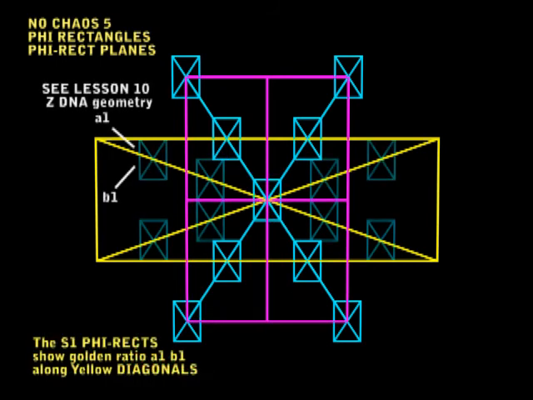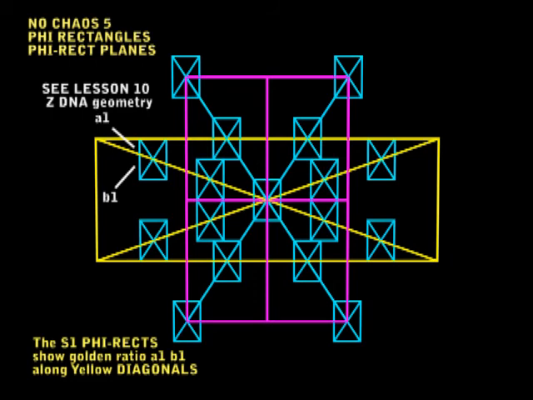Okay, now I'll show the size 1 rectangles going along the diagonals of the yellow phi rectangle. Now notice how those little S1 rectangles line up perfectly. I show all the measurements in my lessons 1 to 10. Now you can see in front I show A1 and B1 and they are either side of the diagonal and it shows the edges of the size 1 golden ratio. I show these measurements in lesson 10 and I show in earlier videos this setup gives us ZDNA.